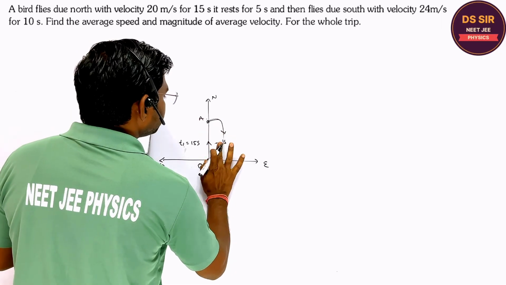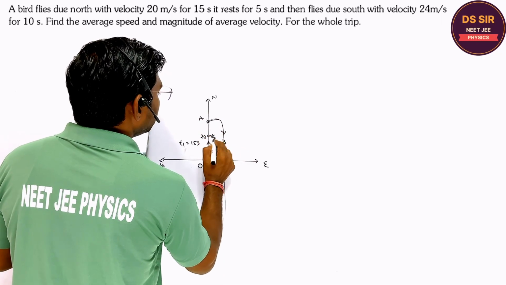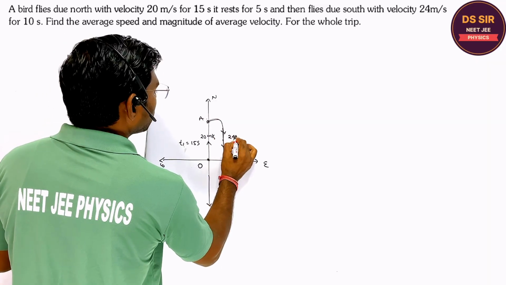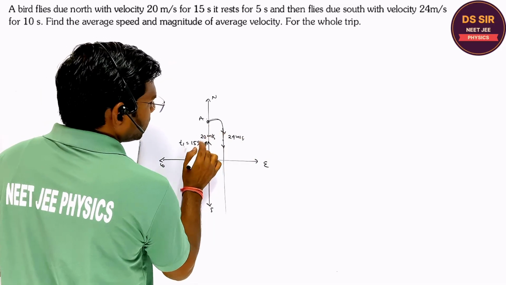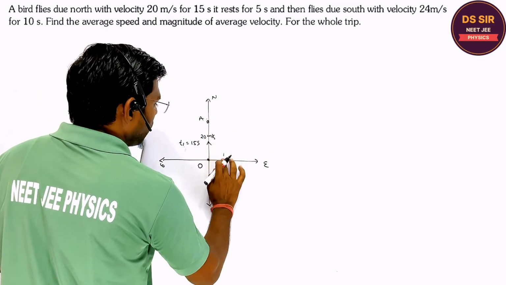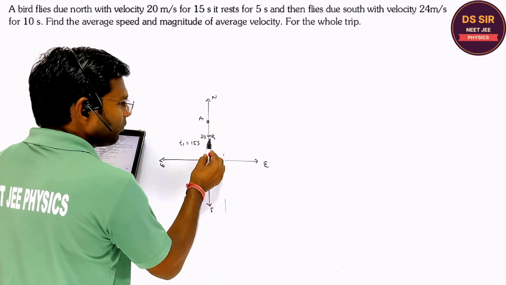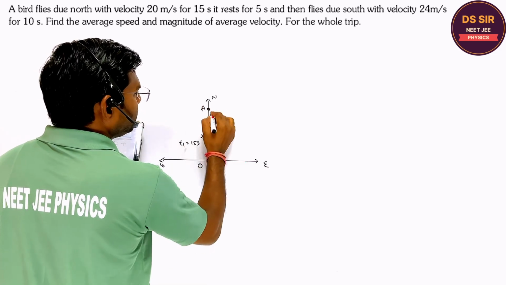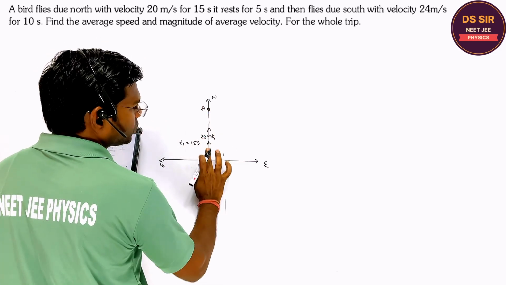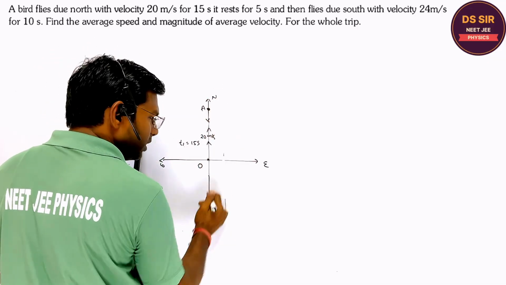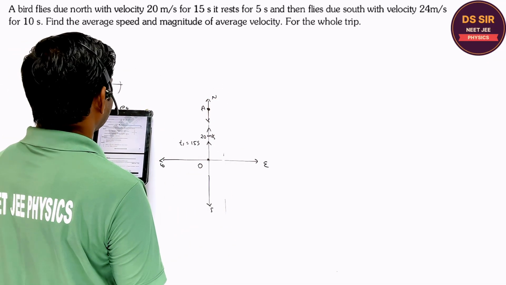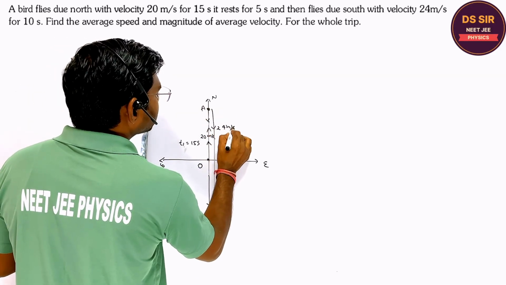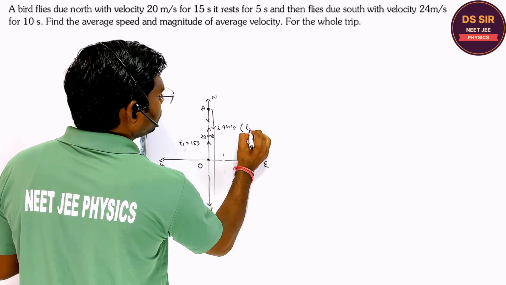Then it moves due south with a speed of 24 meter per second. Listen to one thing: on the same line, it first starts from here going like this and then turns back. Suppose this is point A. It turns back in the same direction, initially going like this, then turning back. For how much time? For 10 seconds, with 24 meter per second. Time T2 is 10 seconds.